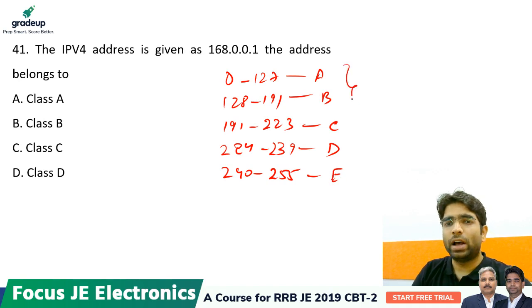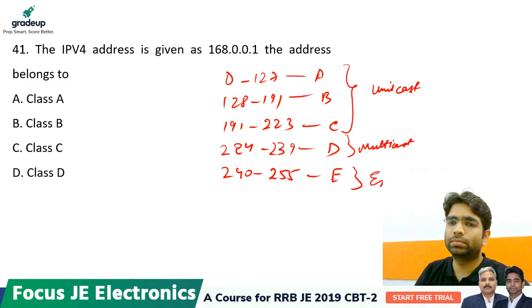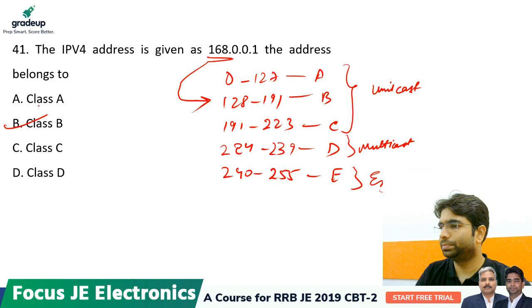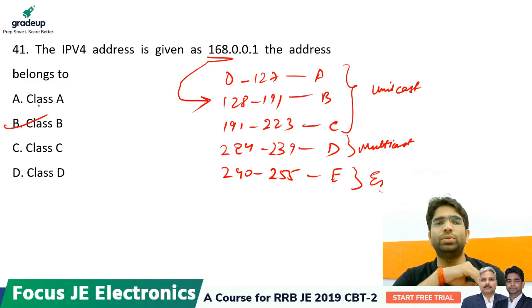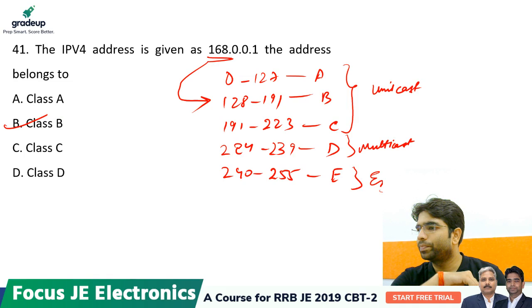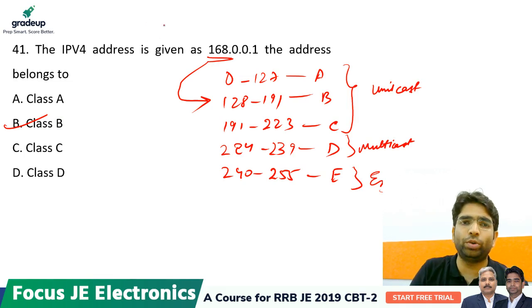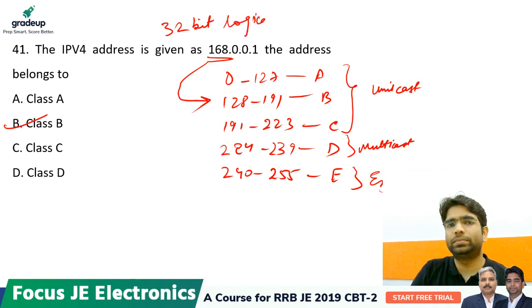My dear friends, classes A, B and C are unicast. Class D is multicast and class E is reserved for experimental purposes. So 168 belongs to class B address. IPv4 has a 32-bit logical address.